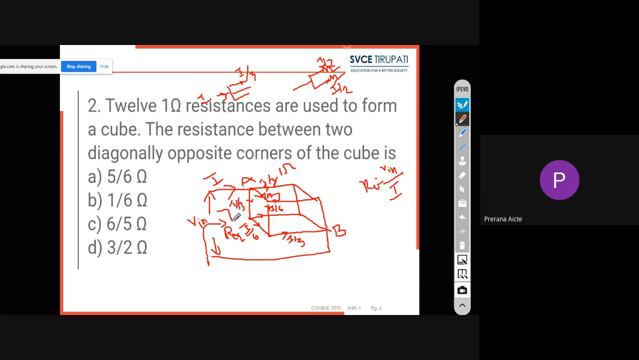So now apply KVL at this loop. Apply KVL at this loop. This is one loop or not? Yes or no?